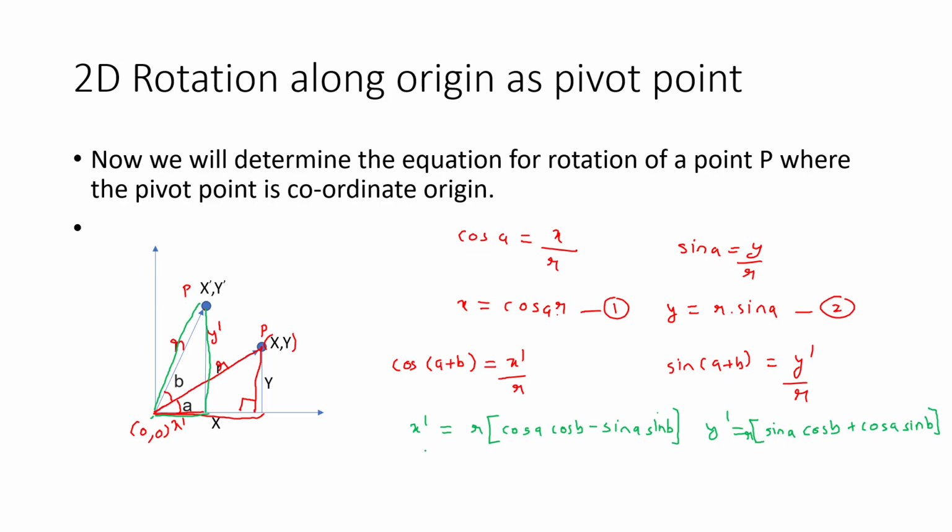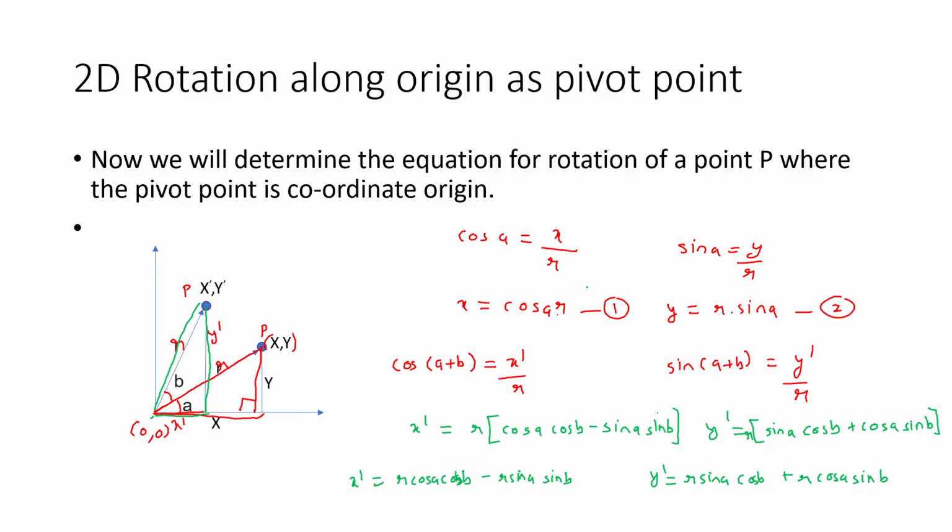Okay. Now if we multiply r over here, what is the value of x dash that we get? We get x dash is equal to r cos A cos B minus r sin A sin B, correct? And y dash we get as r sin A cos B plus r cos A sin B.